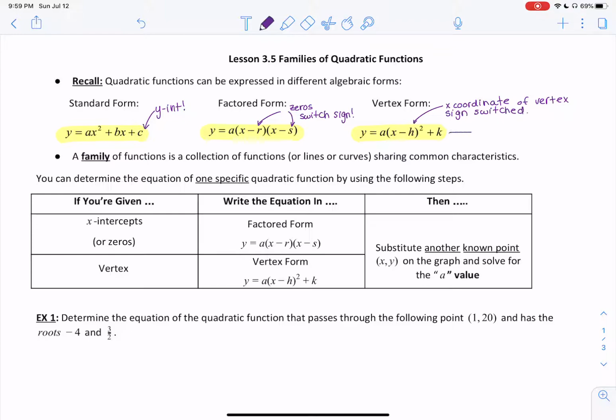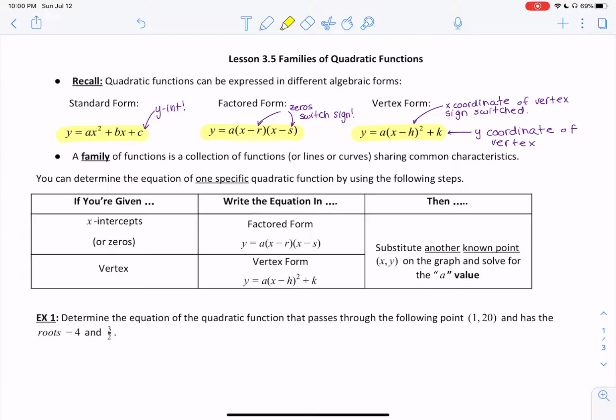And this k over here is the y coordinate of our vertex. And we don't need to switch the sign for that or anything. But knowing that really helps us because if we have the vertex, we can just sub it right in.